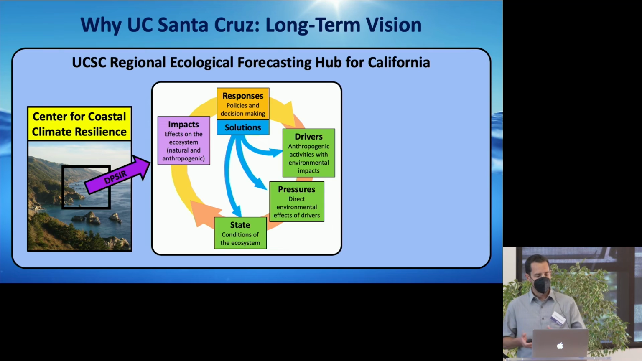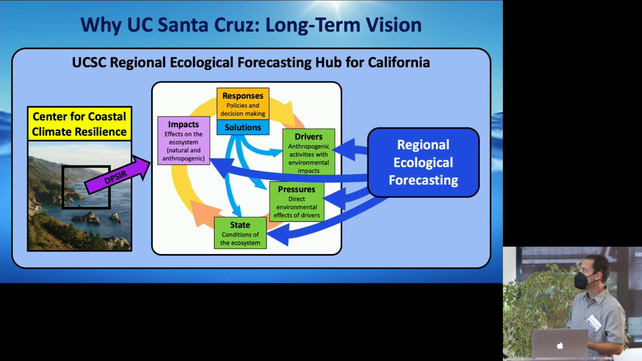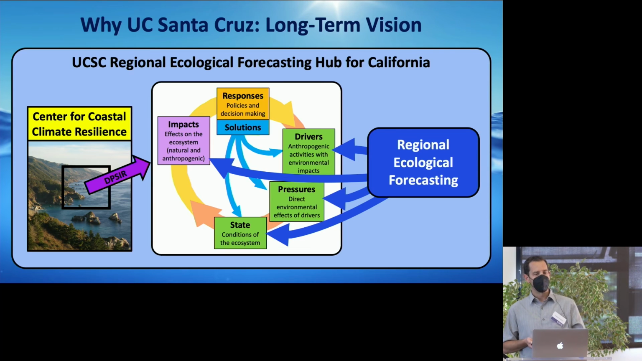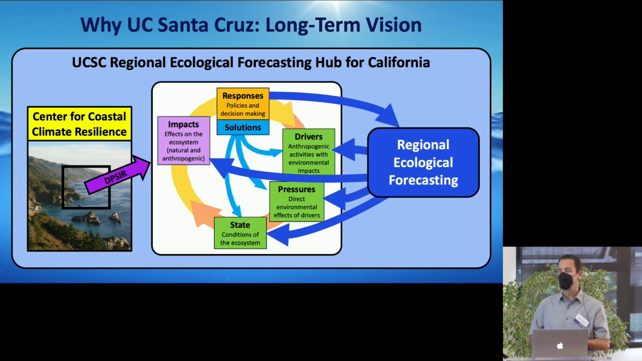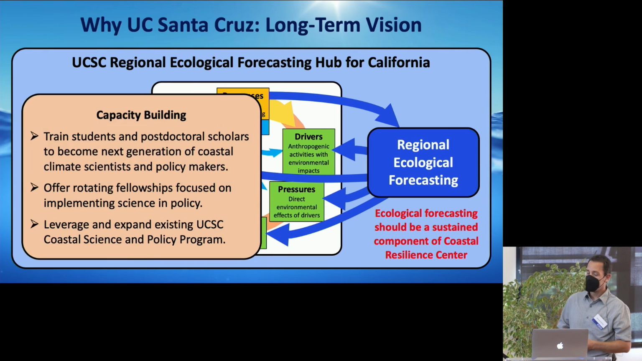And so my last slide here is how does that fit within a Center for Coastal Climate Resilience at UCSC? Well, I think any Center for Coastal Climate Resilience should at least look at that framework in terms of the drivers and the impact and the responses. And we think that regional ecological forecasting should be an important part of that center because it can inform all those boxes that you see, but it also gives you a framework to test the responses. So if you do a fishery closure here or there, how does that then feed back into that loop going from drivers to responses?